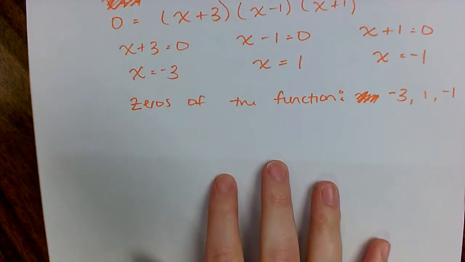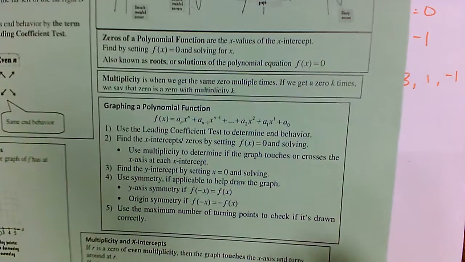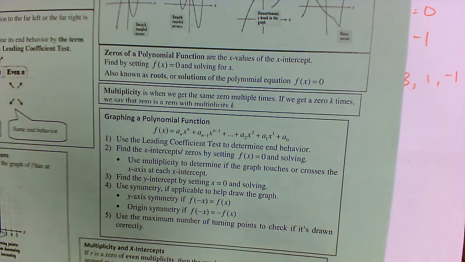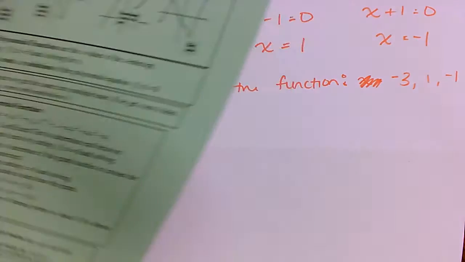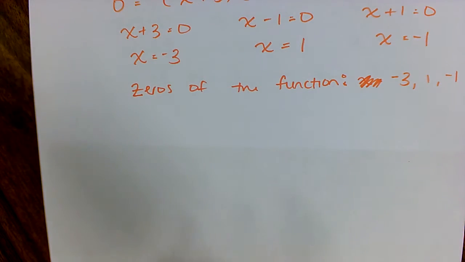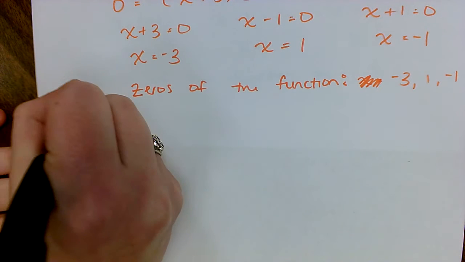So the other thing we need to talk about with zeros is their multiplicity. So multiplicity is how many times you get that zero. So if you get a zero a certain number of times, say you get a zero 3 times, then you say it's got a multiplicity of 3. But multiplicity is just how many times you end up getting that same zero. So an example.